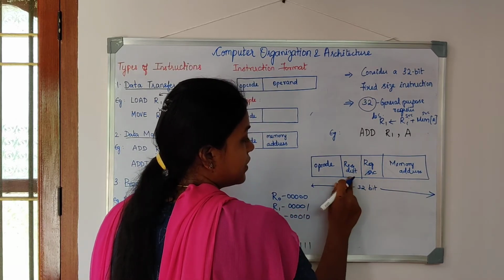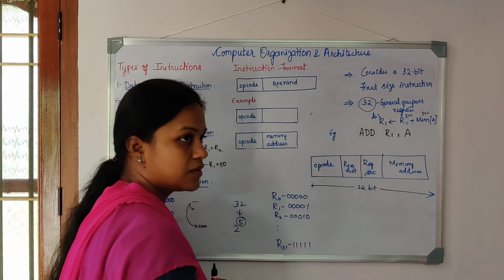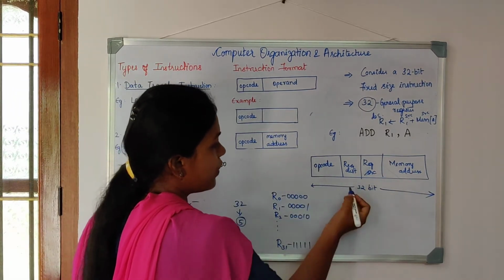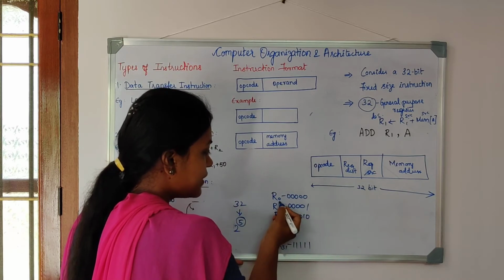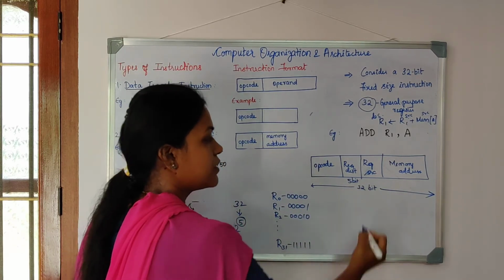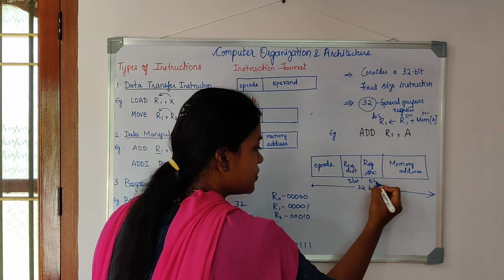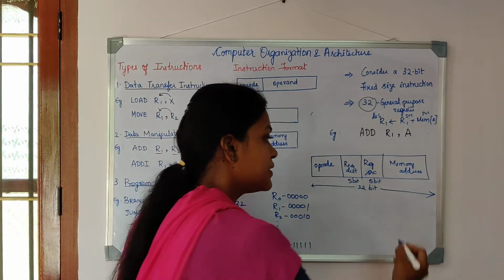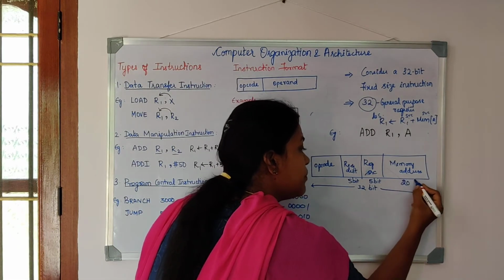Okay, register destination, register source, and the memory address is needed here. As we know, for the register destination we require 5 bits to represent it. Similarly, here it also requires 5 bits. Now we are going to assume that the memory address required is 20 bits.